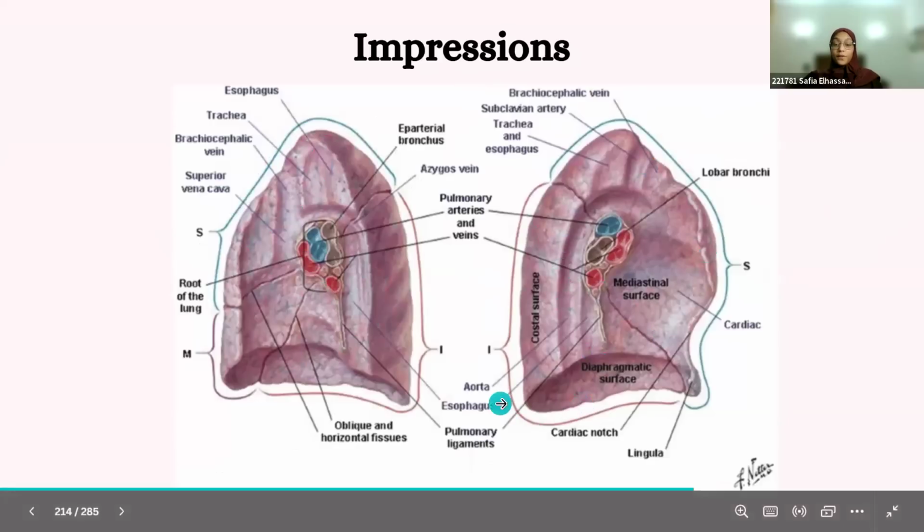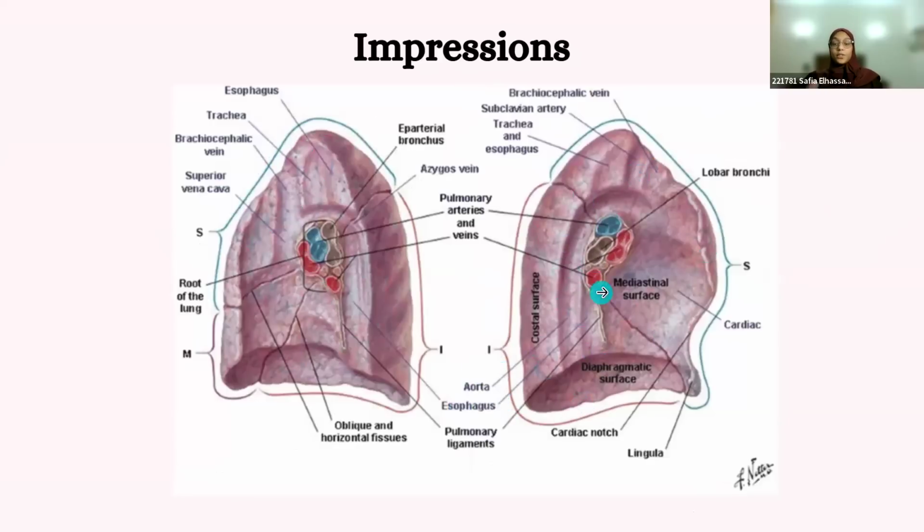So the left lung would have an impression of the aorta. This is the most important because the aorta tends to be a structure that's more on the left side. And you would also see the brachiocephalic vein, subclavian artery, and you could also visualize the trachea and the esophagus here.